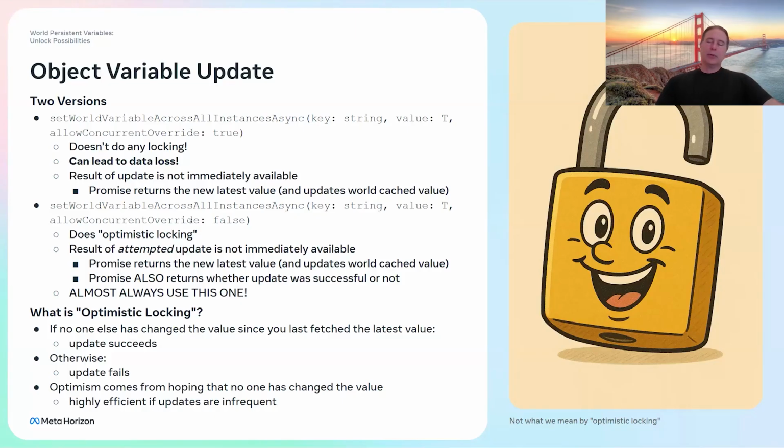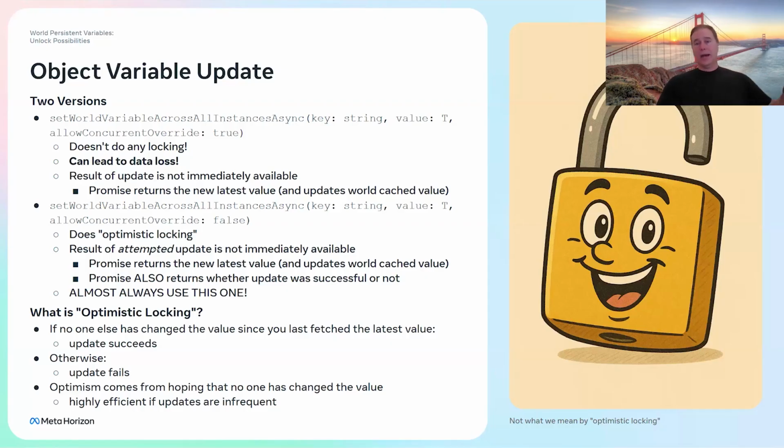So, if you're really worried about data loss, you probably almost always want to use this one, because this one is going to prevent you from accidentally overwriting data where multiple instances are trying to write to the same WPV object variable at the same time.